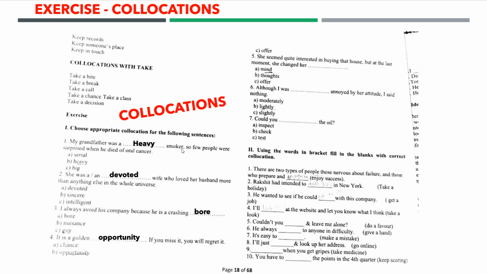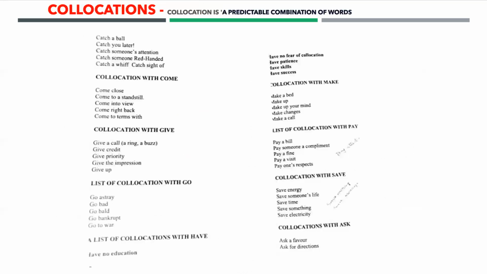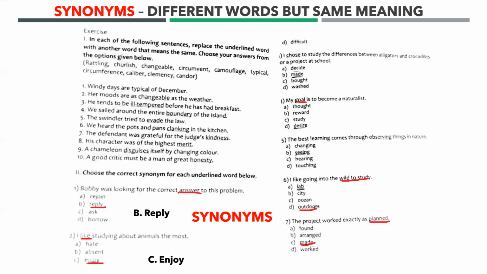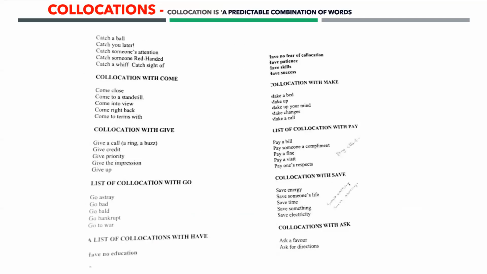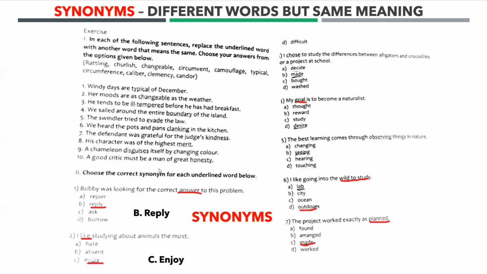You got the collocations, right? So now we'll see some of the collocations with a few words. Like with the word come, we have come close, come to a standstill, come into view, come right back, come to terms with. These are just examples of different collocations, so you can go through them once.